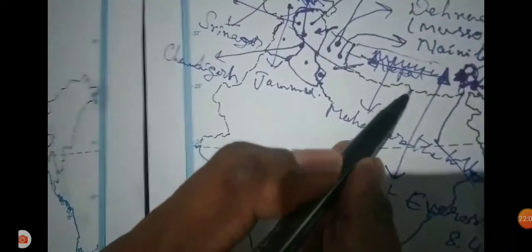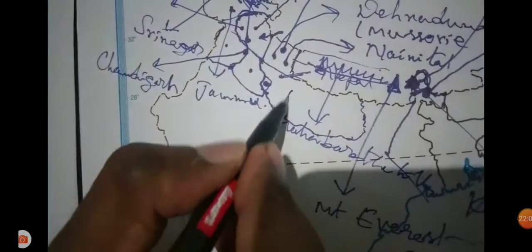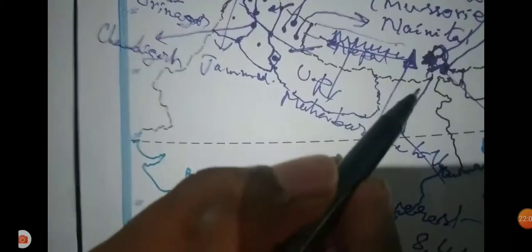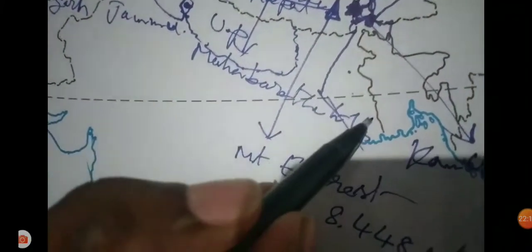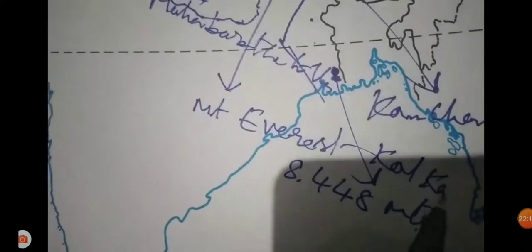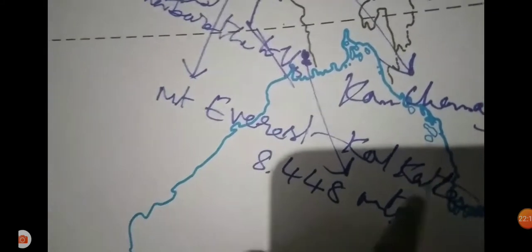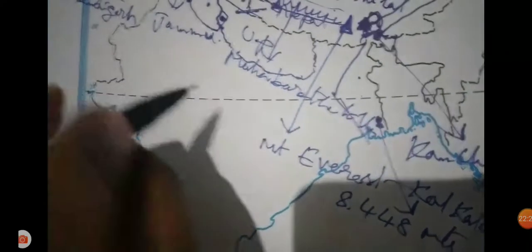Later, the entire part comes under Uttar Pradesh, UP, whose capital is Lucknow. This is West Bengal, which we have divided. Kolkata is the capital of West Bengal, located here.